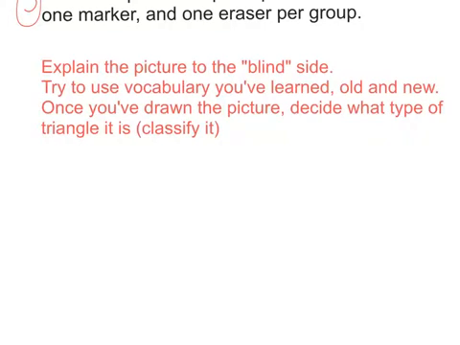Now, once you believe that you've drawn the picture correctly, you and your partner are going to take a look at the list from our previous page, on page 32, and you're going to decide what type of triangle it is. You're going to classify it, and you'll have some options of what you're going to pick. So first draw the picture, then classify it. When it's time, and I say boards up, then I'll check to see if you've written it correctly.